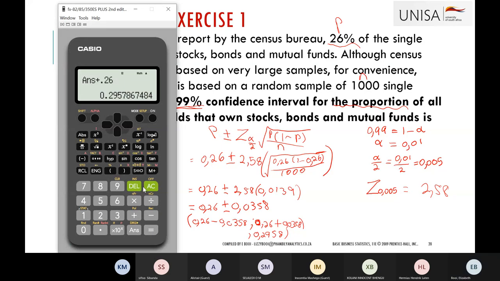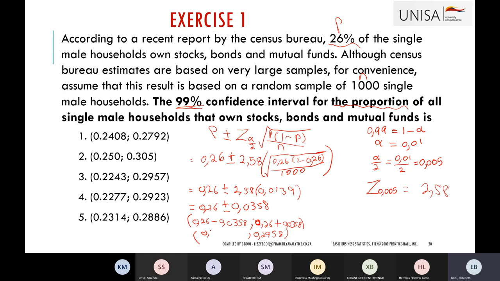Do the same. We can say it is 0.26 minus 0.0358 equals 0.2242. Because I rounded off quickly, you will see where my challenge is with this. When I am leaving all the digits and rounding off quickly, you might find that you're missing out on certain digits as well. So the answer is number 3.